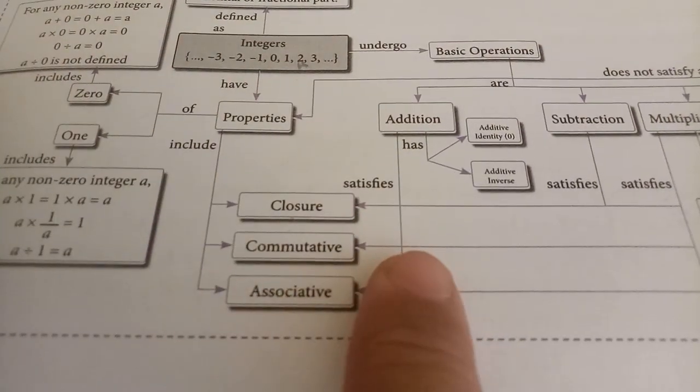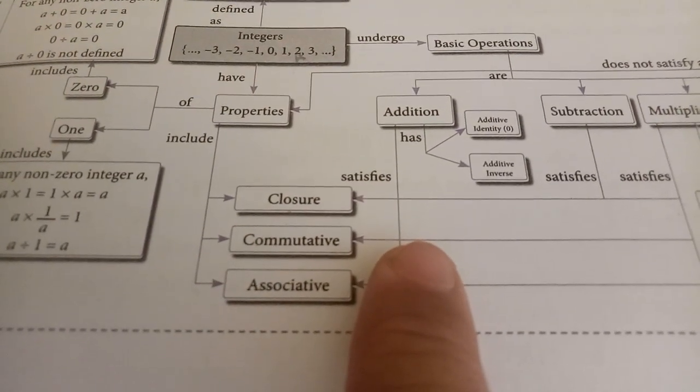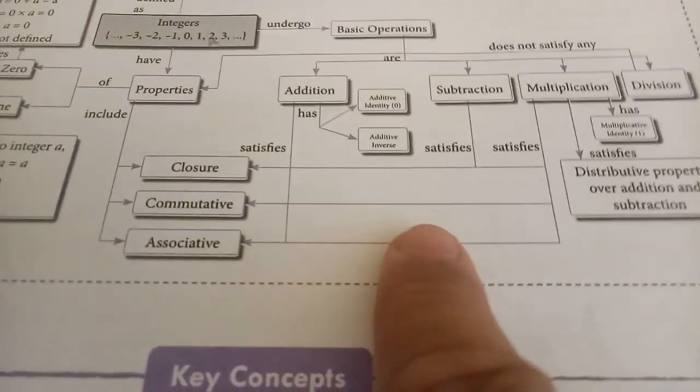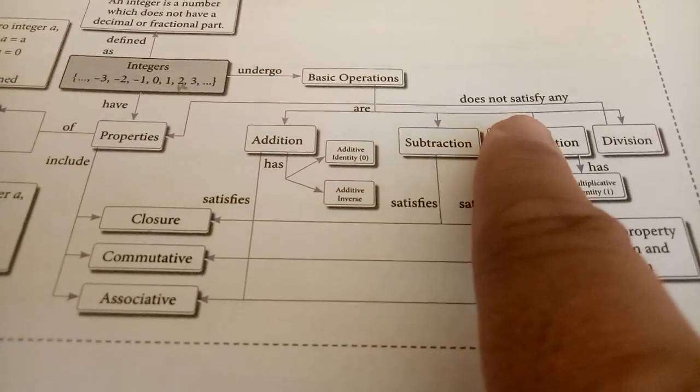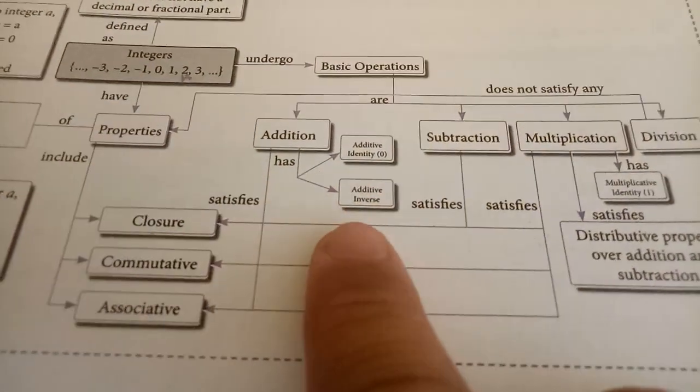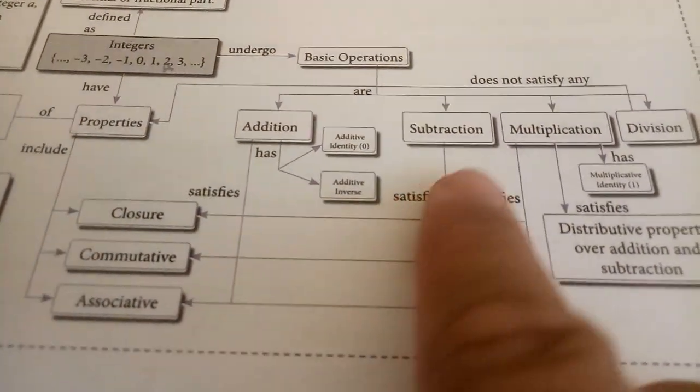Subtraction is also not commutative. Commutative: a plus b is equal to b plus a, and a multiplied by b is equal to b multiplied by a. Associative: a plus b plus c is equal to a plus b plus c, grouped either way. Basic operations like subtraction and division do not satisfy these. Addition has an additive identity and additive inverse, for example plus 3 and minus 3.